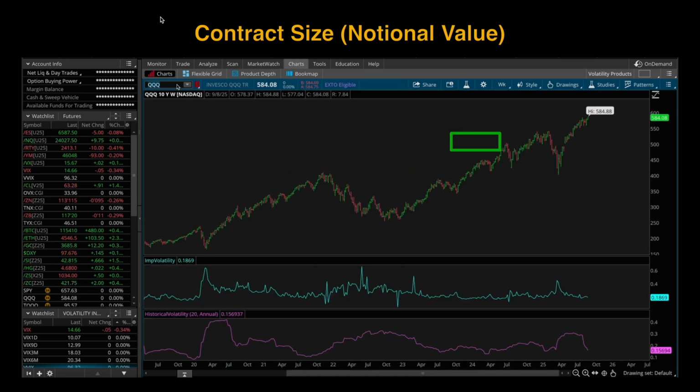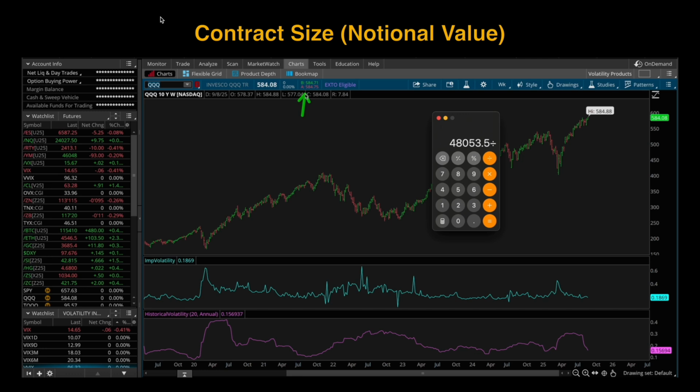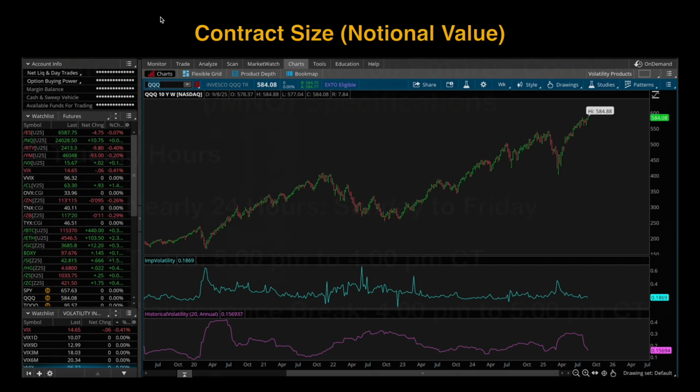Now let's take a look at what QQQ is trading at. So I'm going to populate QQQ in the charts tab here. And let's get our calculator back up. And we're going to take the notional value of MNQ and divide it by the current trading price of QQQ, which is 584.71. And we can see here that that equals approximately 82 shares. So one MNQ contract is notionally equivalent to approximately 82 shares of the Nasdaq-100 ETF QQQ.